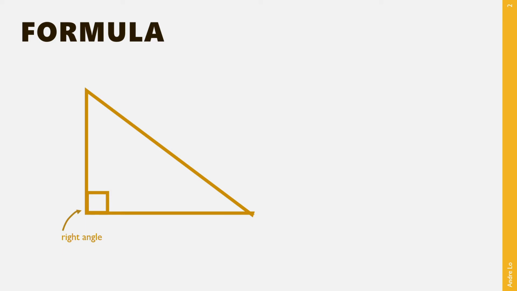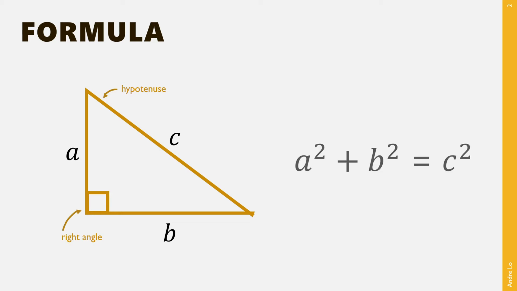So, Pythagoras' theorem tells us that if we take the lengths of the perpendicular sides of any right-angled triangle, which, in this case, is A and B, then we square both lengths and add them together, this will equal the square of the hypotenuse, which in this case is of length C. In other words, we get the formula that A squared plus B squared equals C squared.